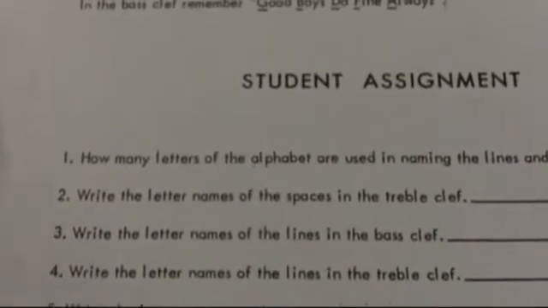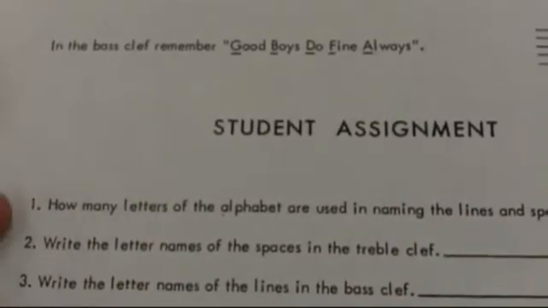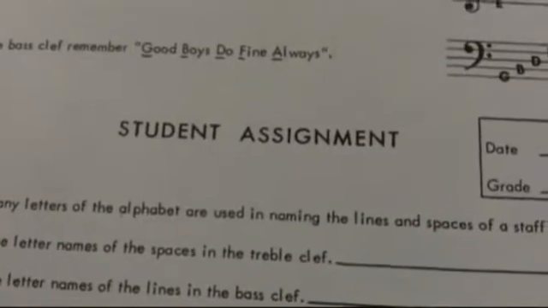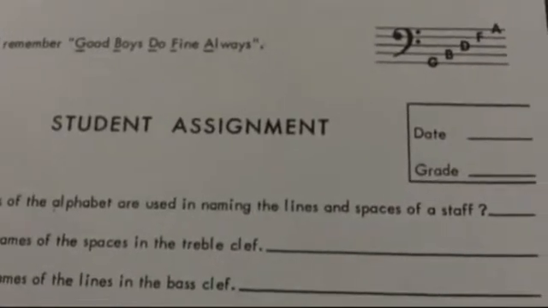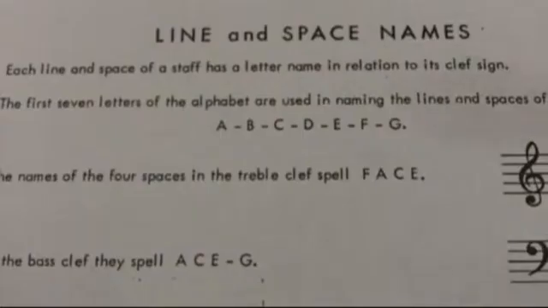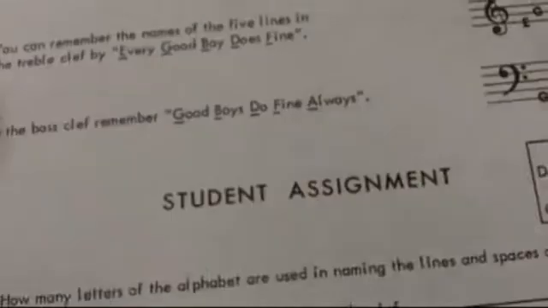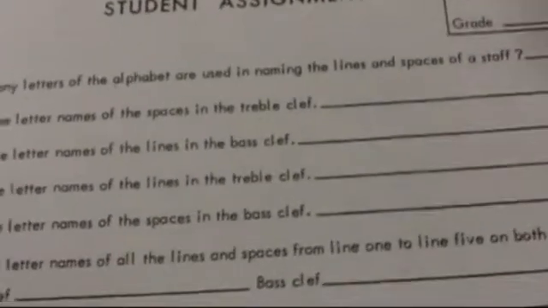Number 1, how many letters of the alphabet are used in naming the lines and spaces of a staff. It's staring you right in the face. So there we go. It's 7.